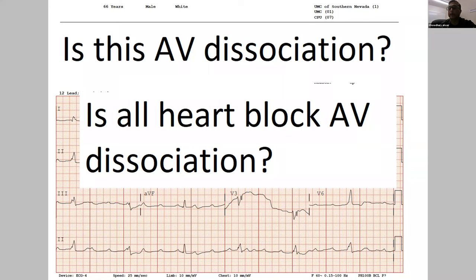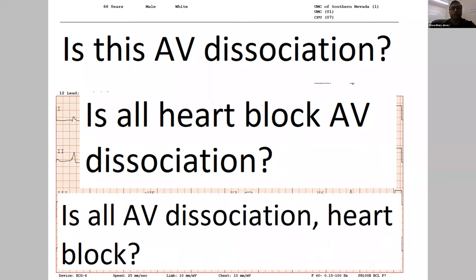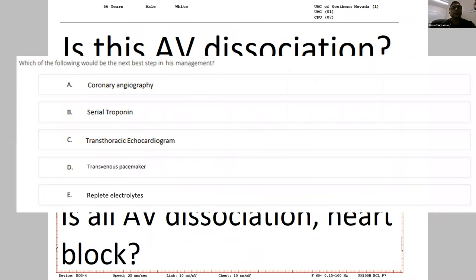But left bundle is problematic, as you know, that we need to do the Sgarbossa criteria. So we wanted to show you this because AV dissociation, when we talk about it, we need to understand what is the atrial mechanism of depolarization and what is the ventricular mechanism of depolarization and what is the relationship between AV. In ventricular tachycardia, you can have AV dissociation, but the ventricular rate will be faster. So in this case, what is the next best step at this point? That 24 hours later, the patient is going through this, and what do you do now?